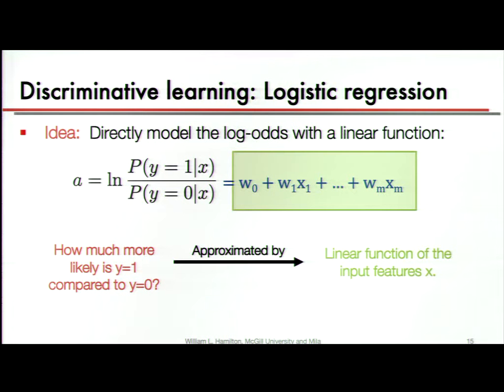Any questions at this point? Cool. So the important thing here is that we've done a bunch of rearranging, so that now we've taken the original challenge of estimating how much more likely y equals 1 is compared to y equals 0, and turned that into a linear estimation problem.